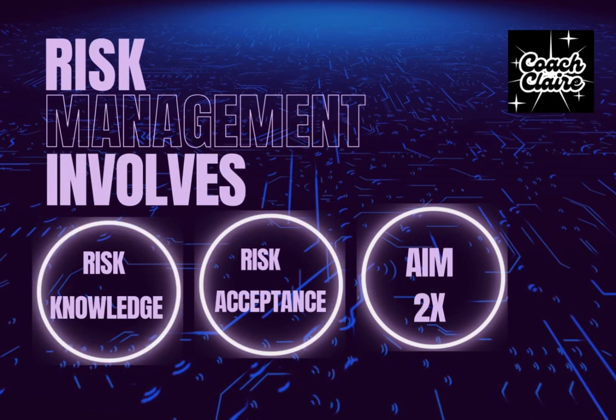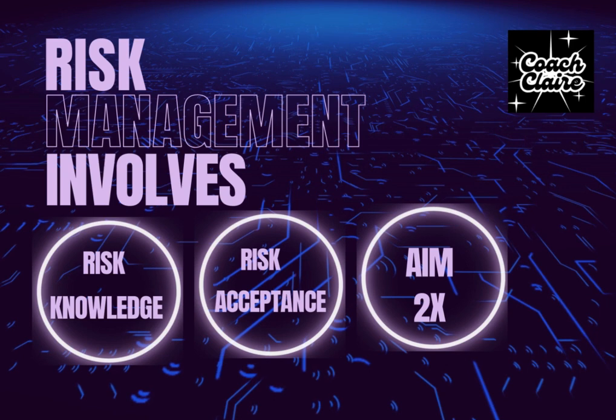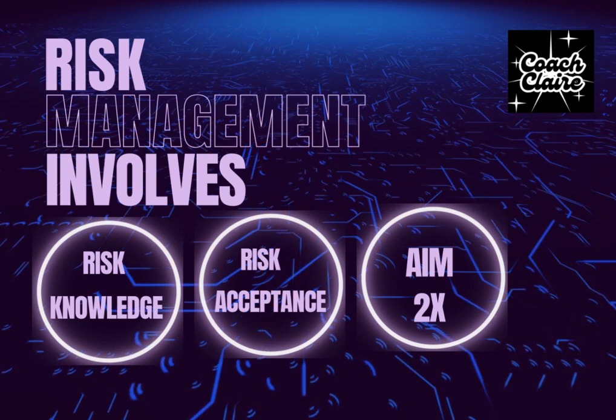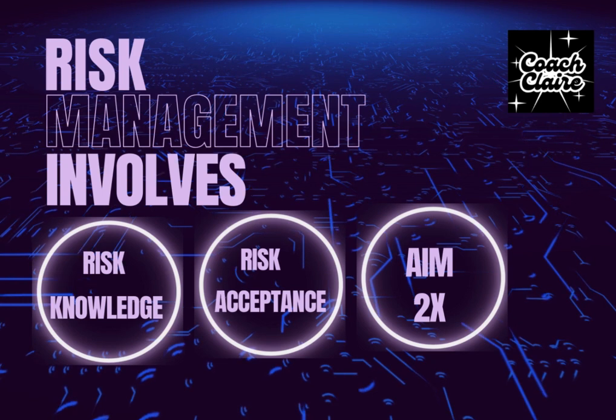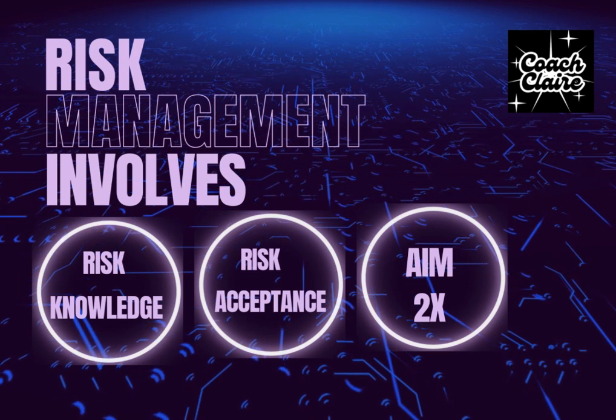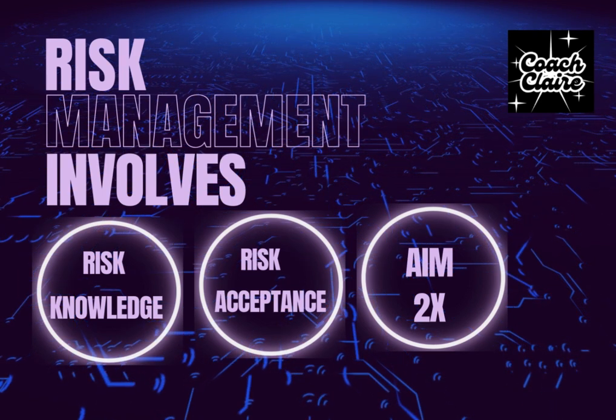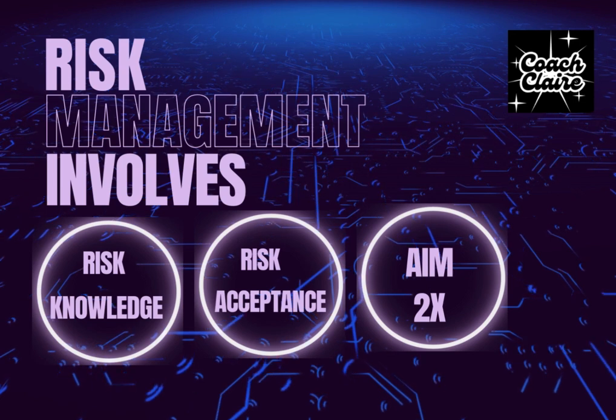So what does risk management involve? Risk management involves three things. If you're writing, this is a good time to write. It's called risk knowledge, risk acceptance, and aim times 2. That's the simplest way I can break risk management down: risk knowledge, risk acceptance, and aim times 2.